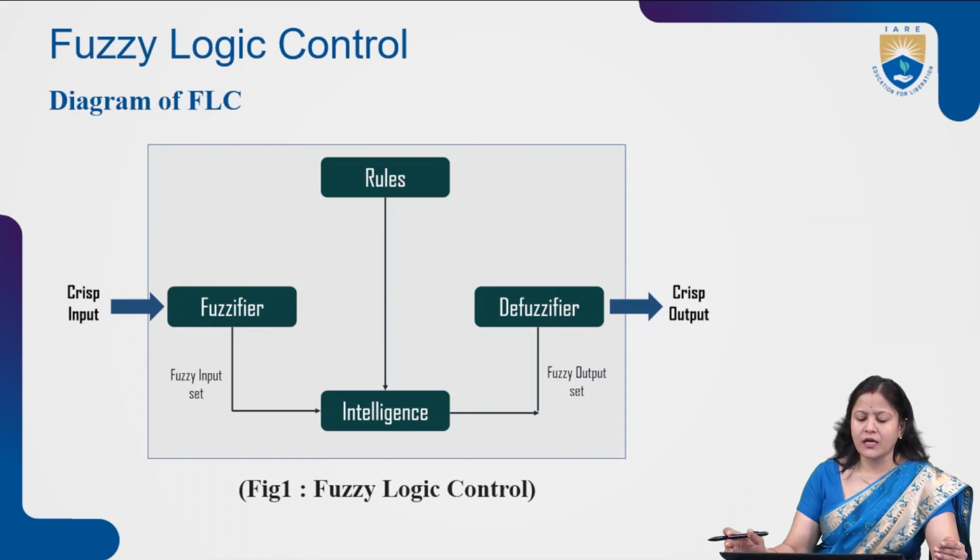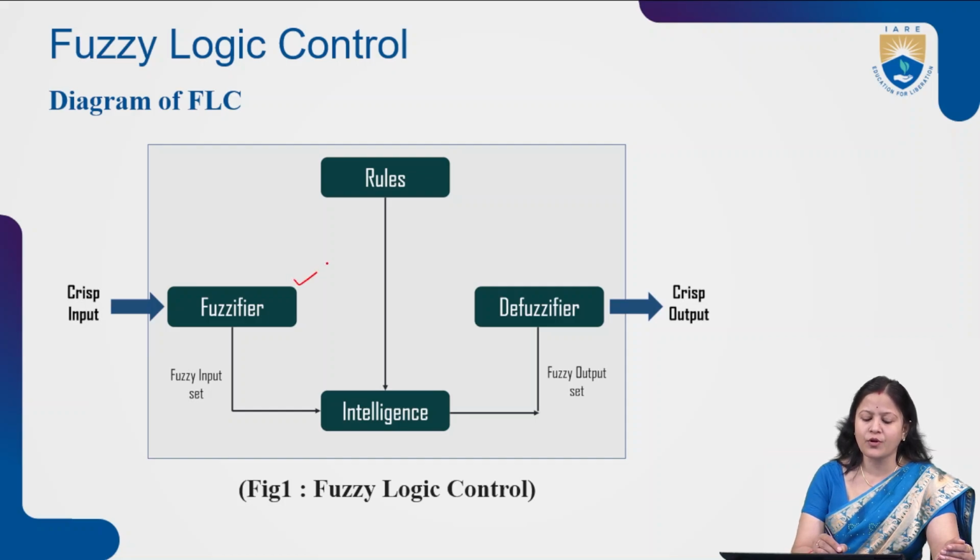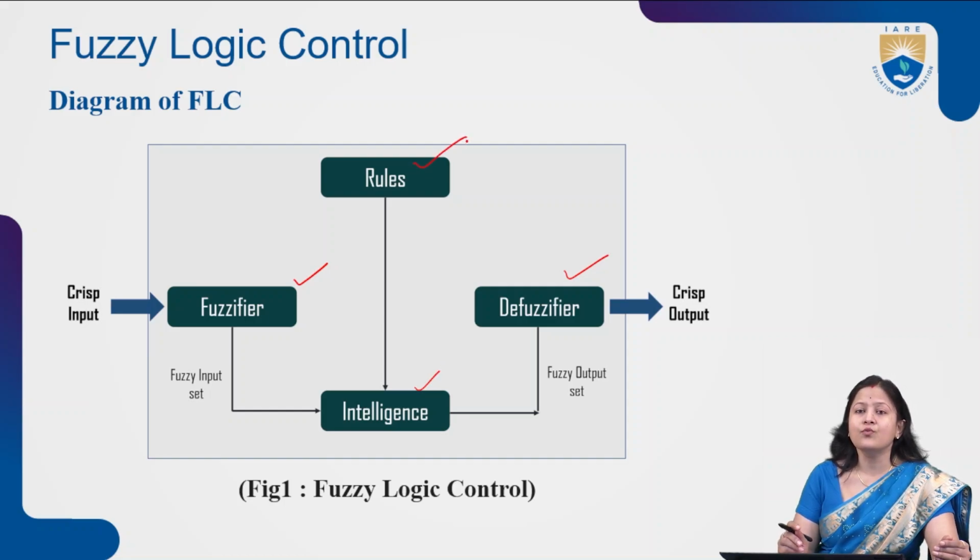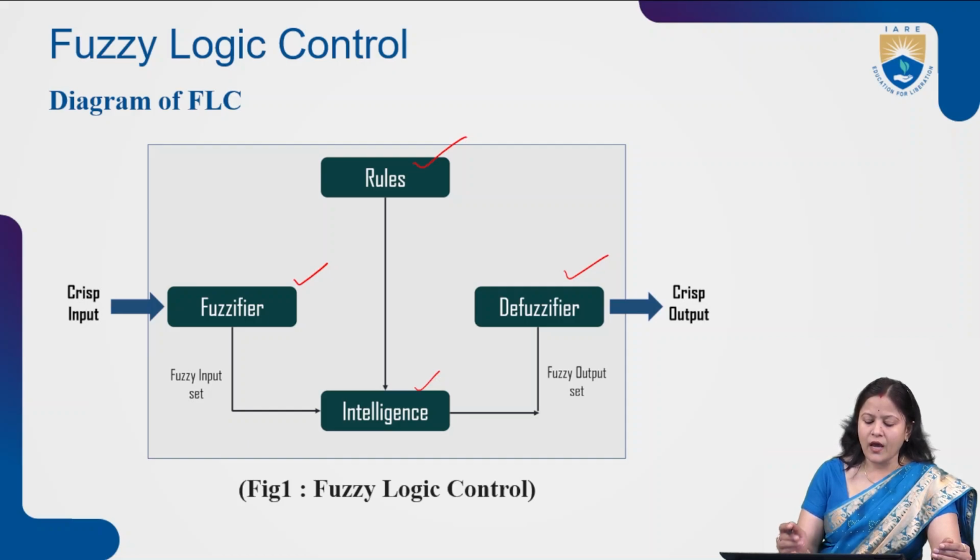This is what the controller looks like, the fuzzy logic control, which consists of four important components. One is the fuzzifier module, second one is the defuzzifier module, third one is the intelligence, which is called the inference engine, and the fourth component is called the rules or the knowledge base. As I have already discussed in my previous video, let me discuss once again. These are the four important components: fuzzifier module, defuzzifier module, intelligence, which is called the inference engine.